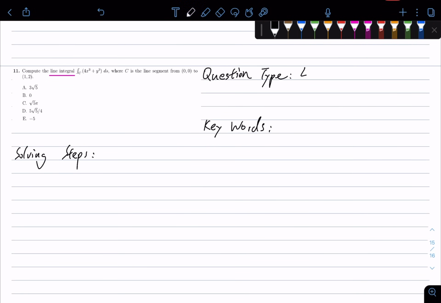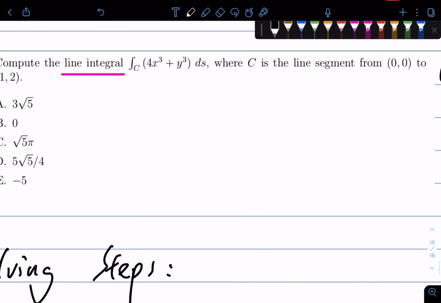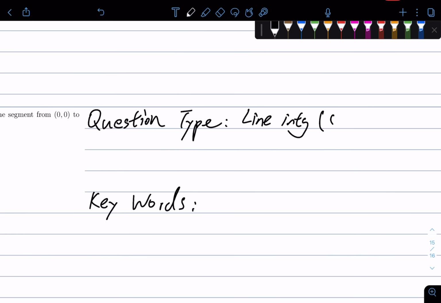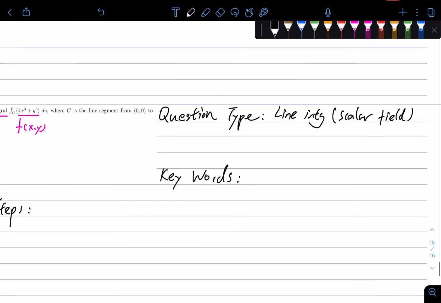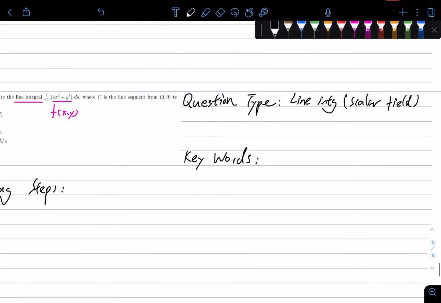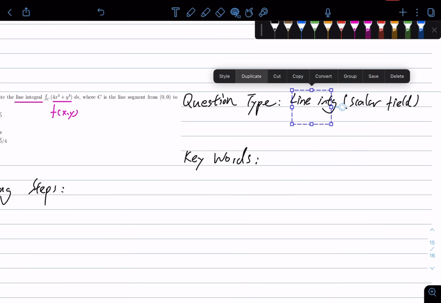Let's go ahead and write down line integral. The key is you identify the integrand that you're trying to integrate with respect to, right? So as we can see, this is a scalar function f of x and y, right? It's a scalar, not a vector. So this is a line integral in scalar field function, right? Line integral in scalar field function problem. Well, and then the keywords is just line integral as itself, right?